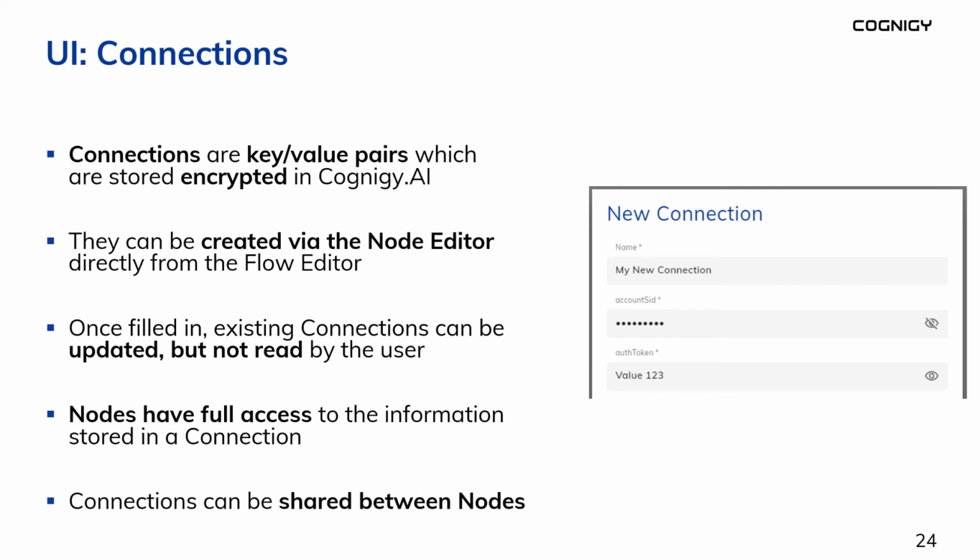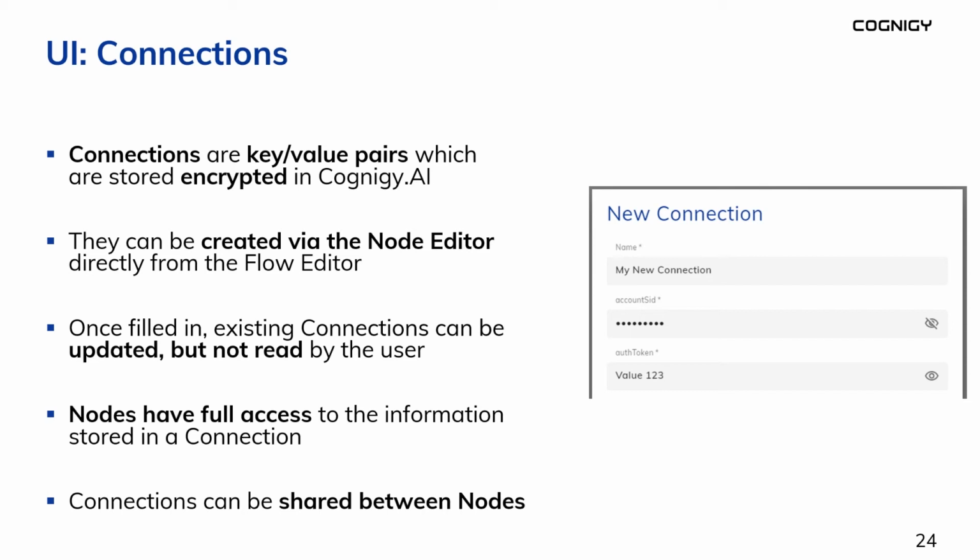Now, another thing we've briefly seen is connections. Connections are key value pairs which we are storing encrypted in Cognigy AI. So you could use those, for example, for credentials. They are created via the flow editor or via the node editor inside the flow editor. And by storing them in an encrypted way, we cannot read them afterwards. The user cannot read the settings inside a connection. You can update them, which means you can override them, but the user cannot read them. The node itself can read the connections though.